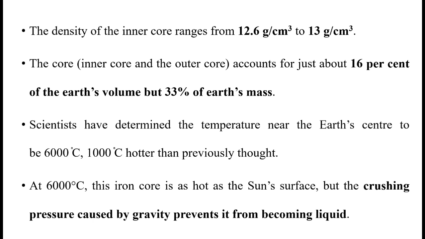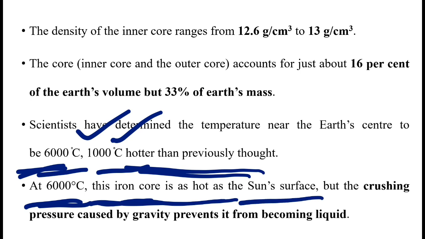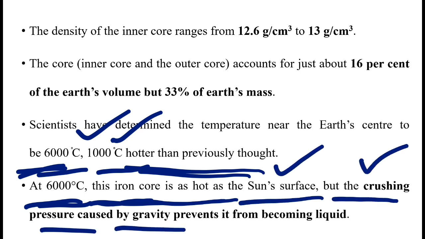Scientists have determined the temperature near Earth's center to be 6000 degrees Celsius, 1000 degrees Celsius hotter than previously thought. Previously it was thought that the Earth's center temperature is 5000 degrees Celsius, but now scientists have discovered that it is 6000 degrees Celsius. This iron core is as hot as the sun's surface, but the crushing pressure caused by gravity prevents it from becoming liquid. So it is all about the details of the layers of Earth, the layers which are present below the Earth's surface, and about the lithosphere and asthenosphere.